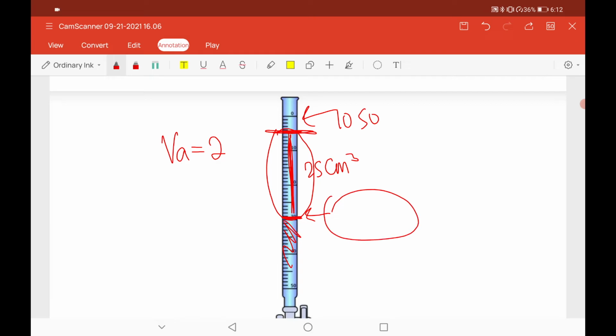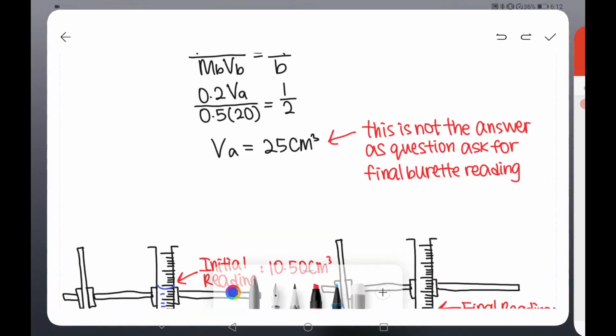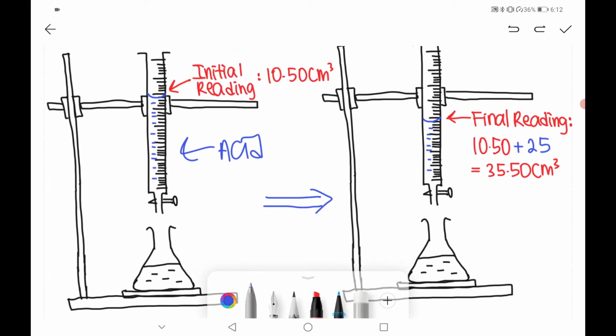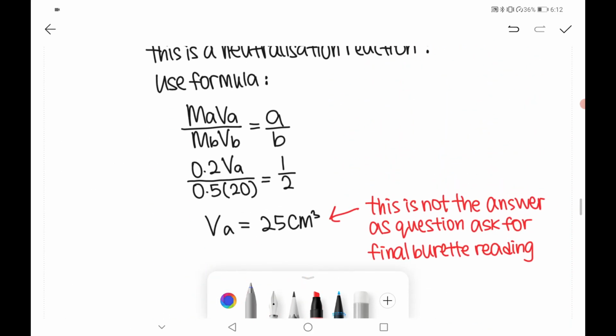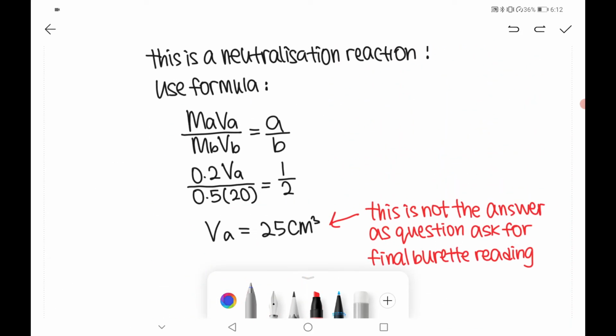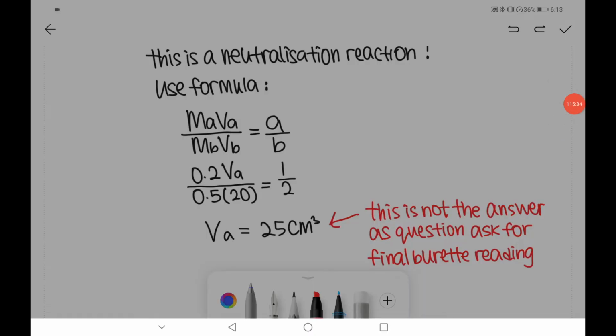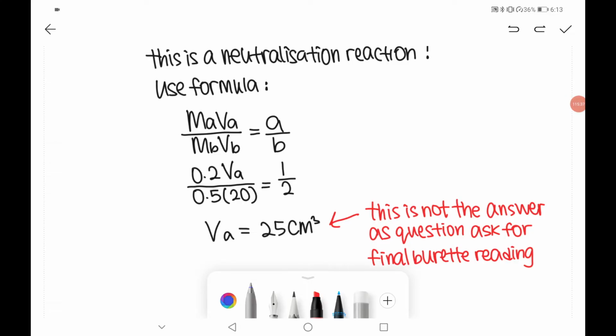What is the final value? The final value will become bigger, right? 10.5 is the initial reading. You add the 25 that you use. So the final reading becomes 35.5. This is the final reading on the burette, 35.5. So it's not really hard because you are still using the same formula to do the calculation. It's just that this is not the final answer, because 25 is only the volume of the acid, but the question wants the final burette reading. So how to do that?